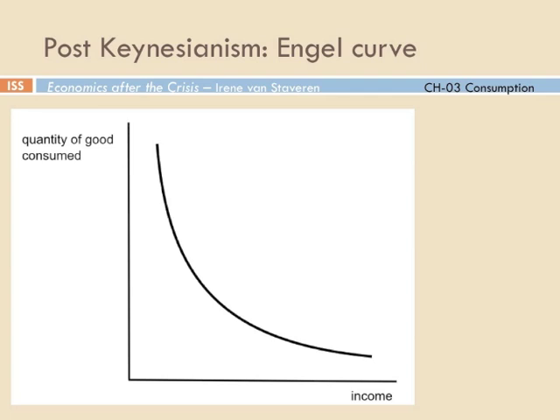This diagram shows you the Engel curve. It has a negative relationship between income and the quantity of a good consumed. In other words, the higher the income, the lower the consumption of particular goods, relative to your income, of course. The absolute consumption when you're very rich may still be a lot.